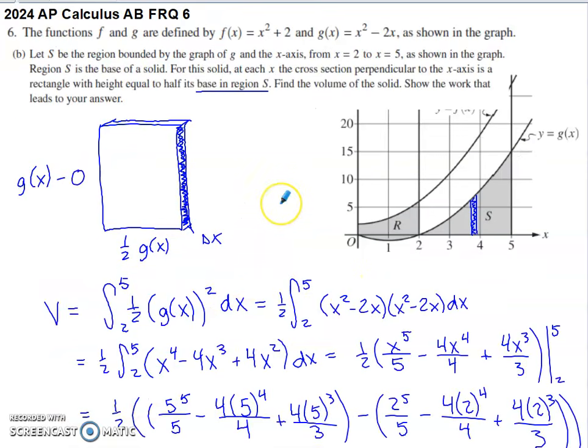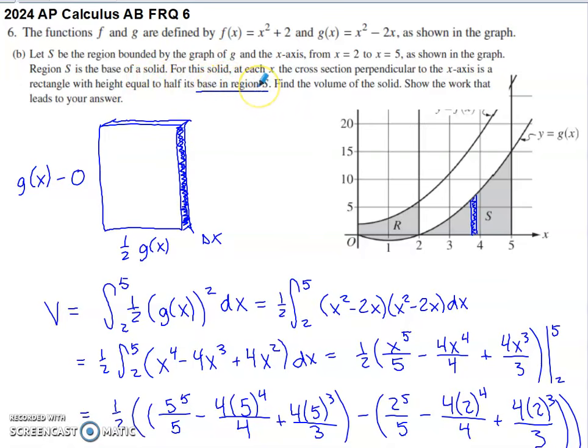Part B says region S is in the coordinate plane, bounded by the graph of g and the x-axis on the interval from 2 to 5, and that's also shown in the graph. Region S is the base of a solid. For this solid, at each x, the cross-section perpendicular to the x-axis is a rectangle with height equal to half its base in the region R.